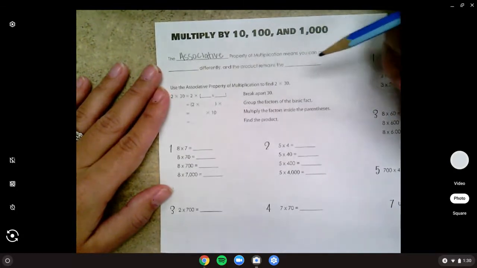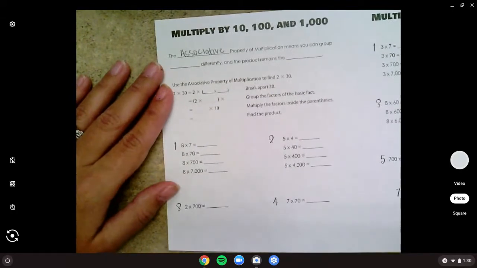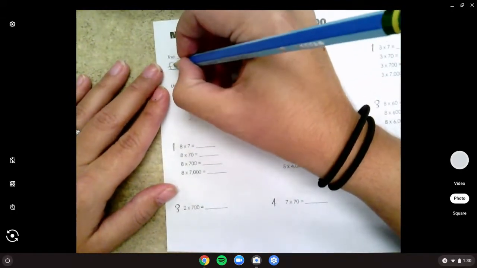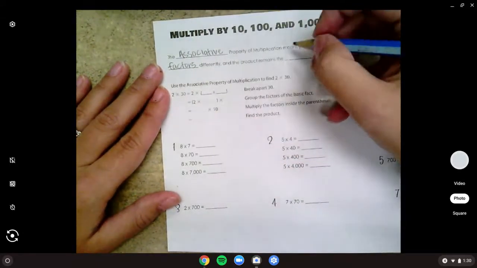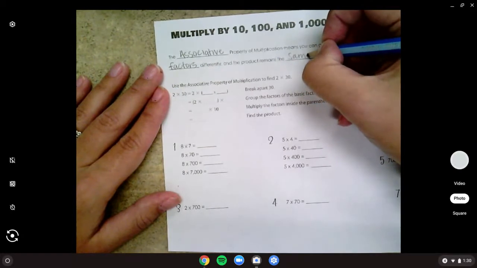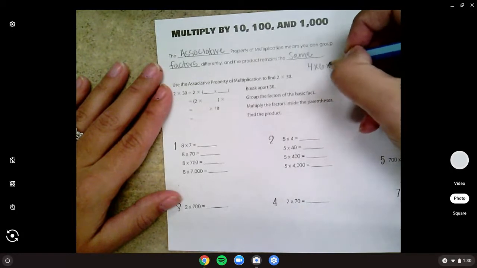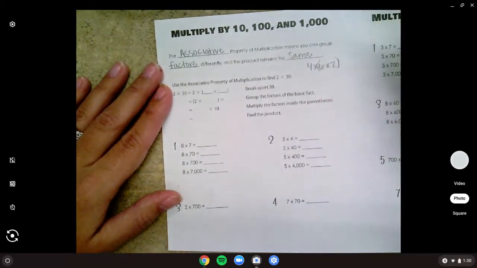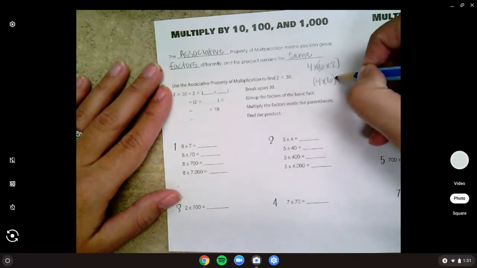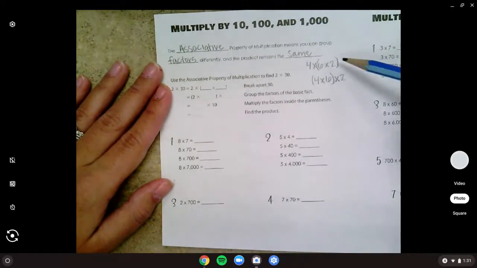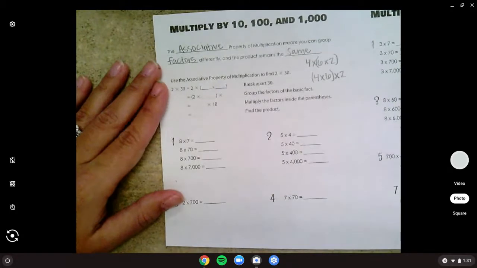Now in addition, it meant we could add in any order. In multiplication, we don't call them addends though. We call them factors. We can group our factors differently and our product remains the same. So no matter how we group, like if we have 4 times 6 times 2, I could group 6 and 2 and then multiply by 4. Or I can multiply 4 times 6 times 2. I can change the grouping of my factors and I'll still get the same answer because of the associative property.